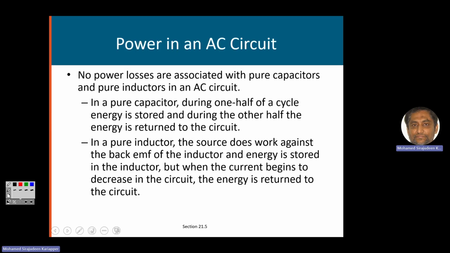Right, now we come to power in an AC circuit. If you have a pure capacitor or pure inductor, there will be no power losses. We assume pure means ideal capacitor, ideal inductor, there are no heat losses. If it's an inductor, the coil has no resistance, so there will be no power losses.